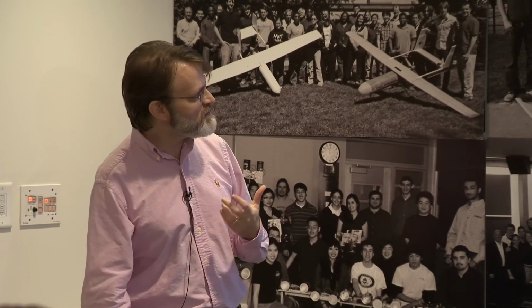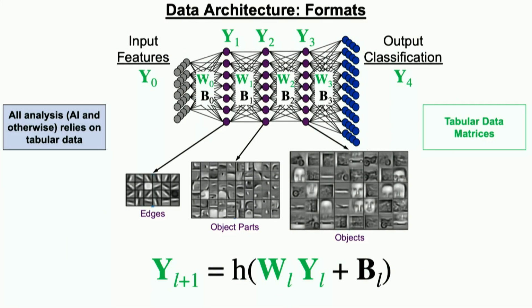And all these matrices are tabular. A matrix is just a big table. It's a big spreadsheet. So basically, all of neural networks and AI is just about taking spreadsheets and transforming them. And so this is just motivation for why these tables are so important.